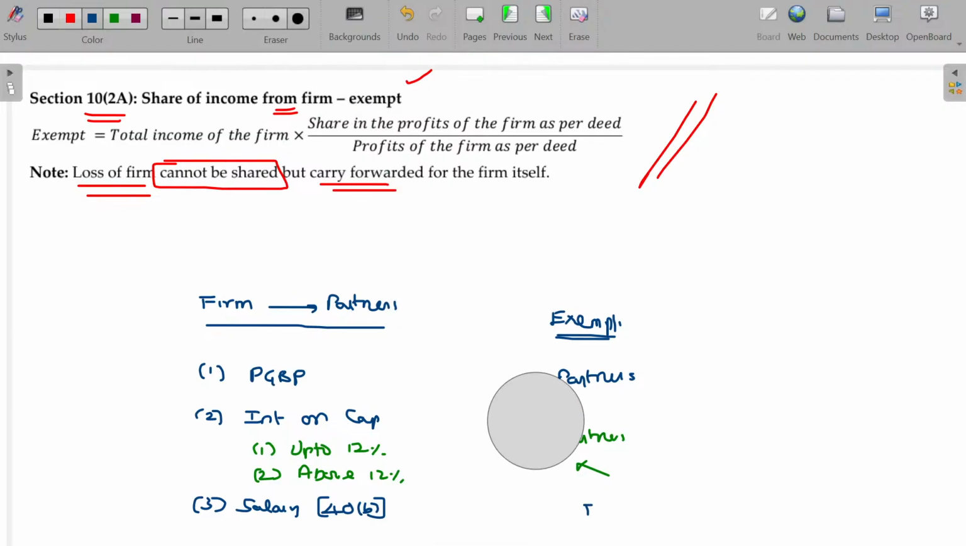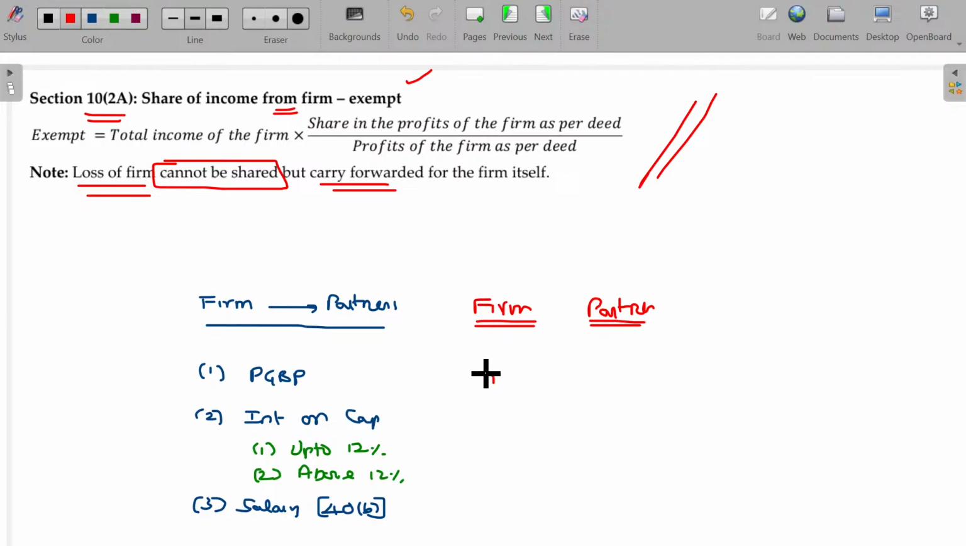I'll write this way. What happens to the firm? What happens to the partner? Maybe more clear. In case of PGBP, taxed and exempt under section 10 clause 2A.